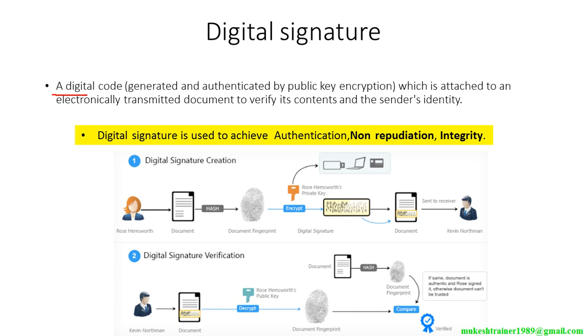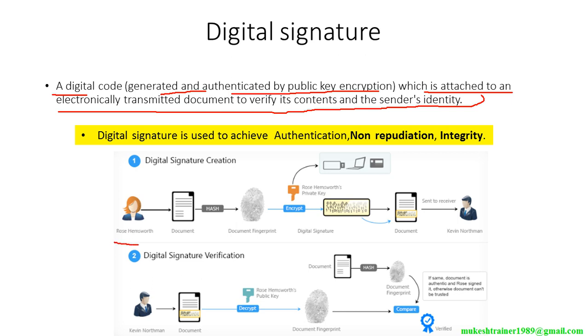A digital code generated and authenticated by public key encryption, which is attached to an electronically transmitted document to verify its content and the sender's identity. So here, this is Rose Hemsworth, and there is a document. The algorithm creates a document fingerprint. It is encrypted, and then it will be sent as a digital signature. It is a code actually, and when he receives it, here he receives the document.